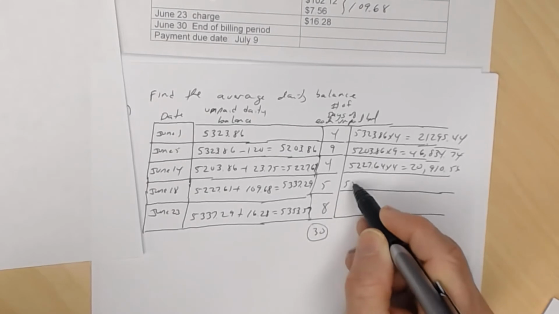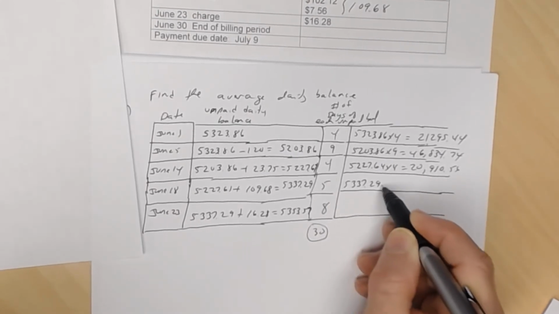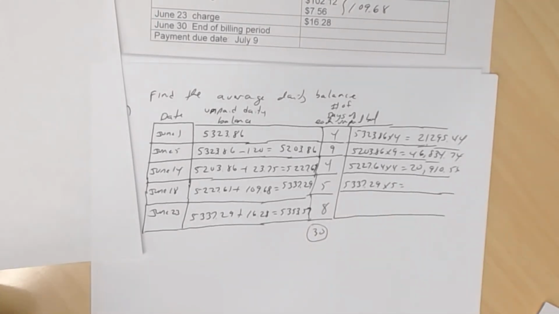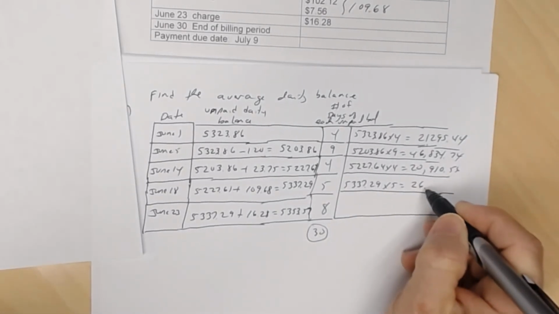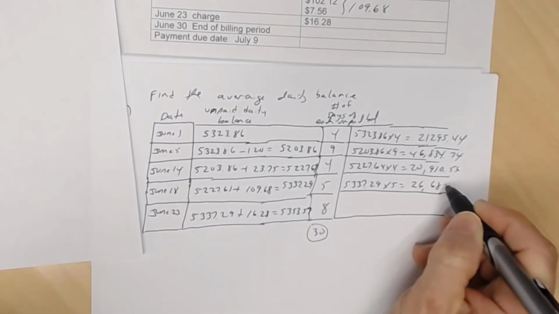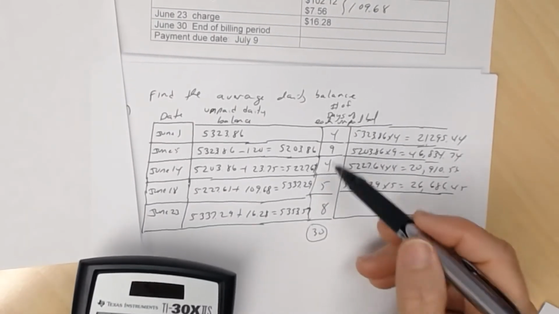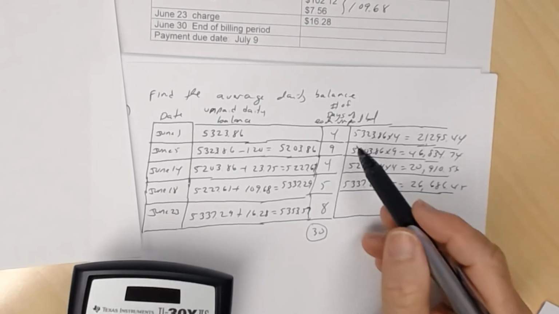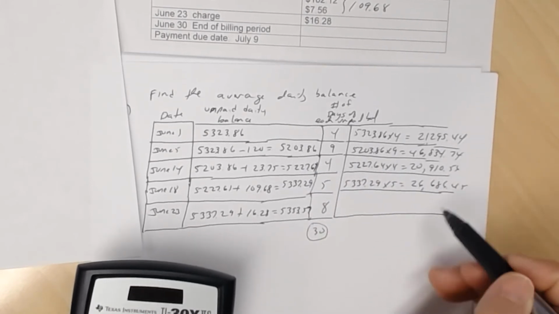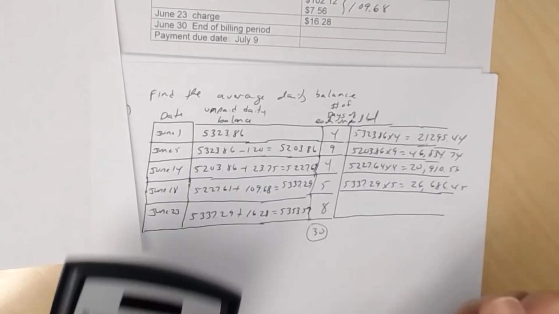So it'll be $5,337.29 times 5 equals, so we do that. So we get 5337.29 times 5 equals, and you get 26,686.45. And always double check. You have time to go and double check since this is a worksheet, because I could have easily messed up some of these numbers. Okay, so go back and double check.